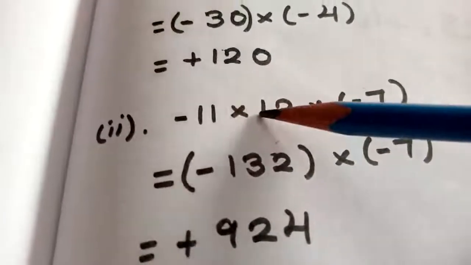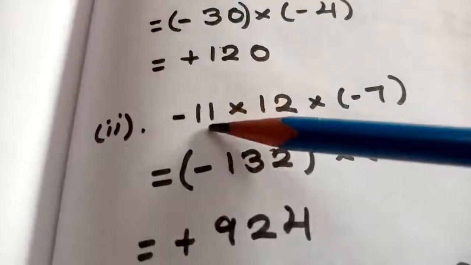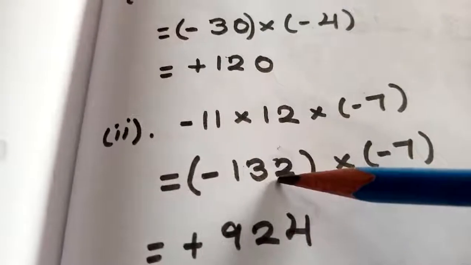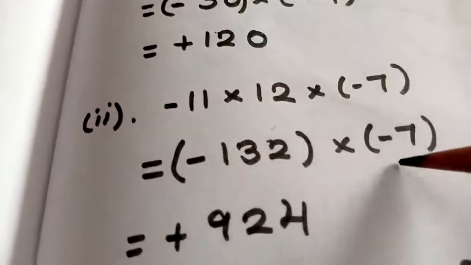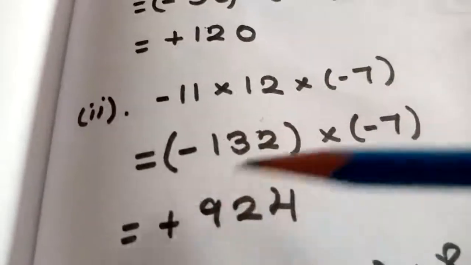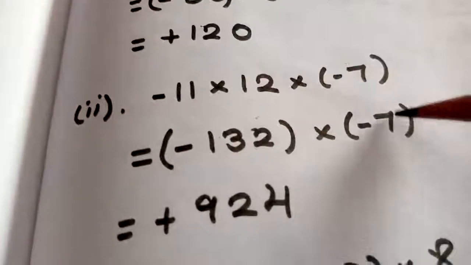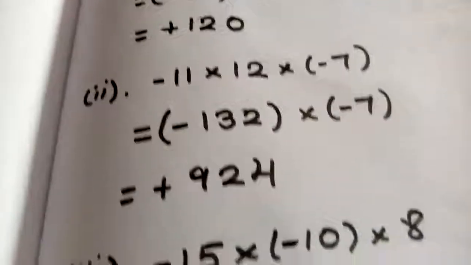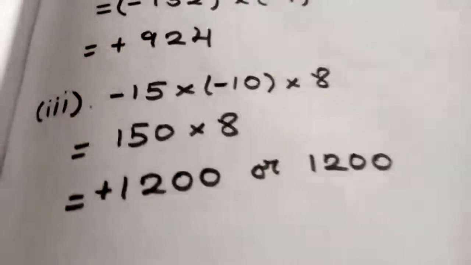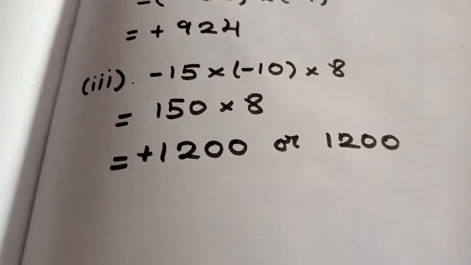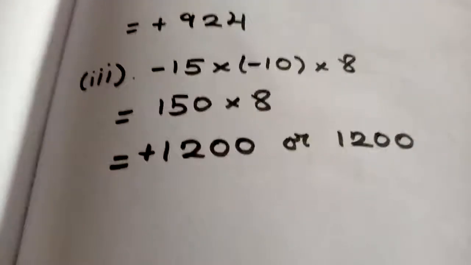Minus into plus, minus 11 into 12, you are going to get the value as 132. Write this minus 7 as it is. Minus into minus, plus 132 into 7, you are going to get the value as 924. In the same way, coming to the third question, I am just taking the first two values here, students.